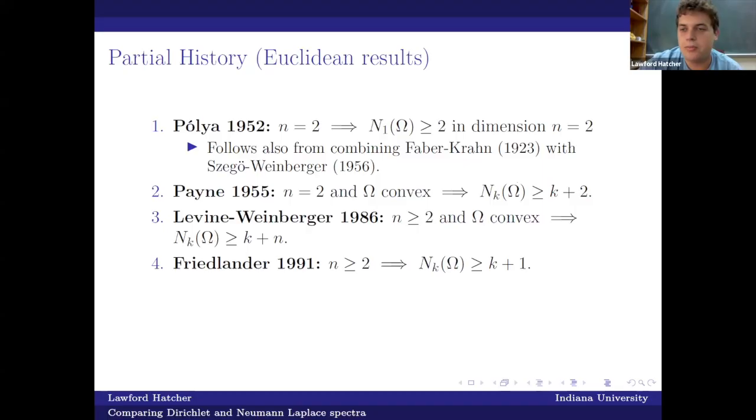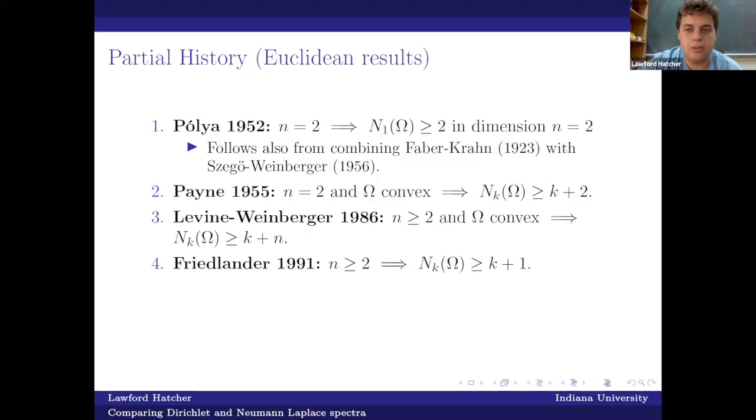So then in 1991, Friedlander managed to upgrade Pólya's result to higher eigenvalues and higher dimensions. So there's no convexity assumption here. There's some technical smoothness assumption on the boundary that was later relaxed by other authors. I didn't state them here, but basically what he showed was that in dimensions at least 2, n_k of Ω is at least k plus 1.